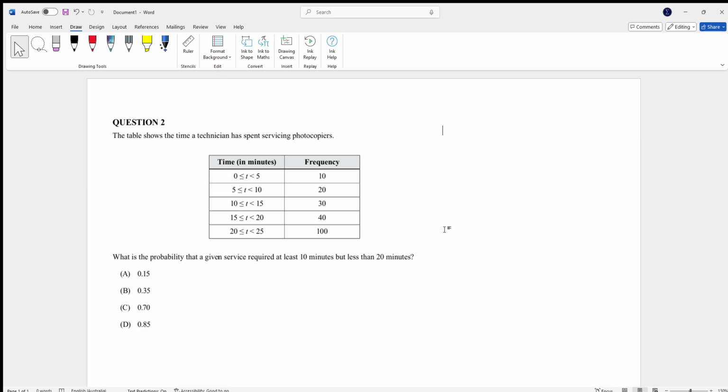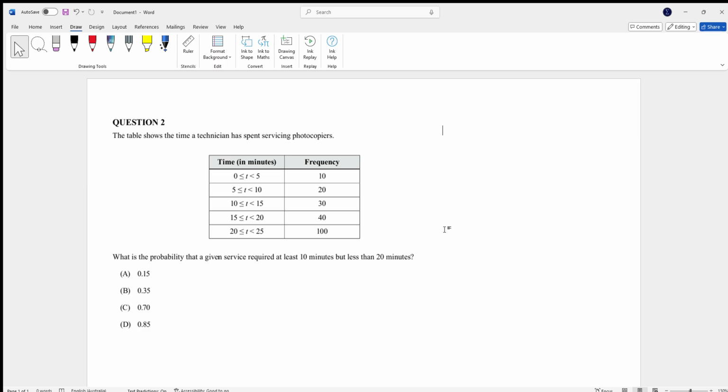Now a lot of people get this question wrong due to little silly mistakes. Not because it's a hard question, but because of just little things and rushing. Okay. So question 2, the table shows the time a technician has spent servicing photocopiers. Now, to be honest, it doesn't really matter what they're saying it is. It's just a table with time and frequency, okay? What is the probability that a given service required at least 10 minutes, but less than 20?